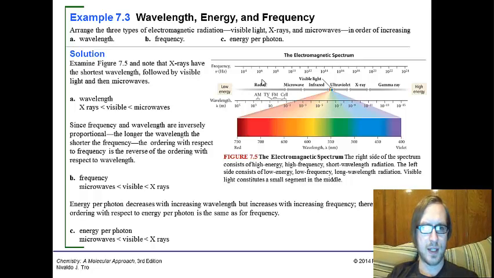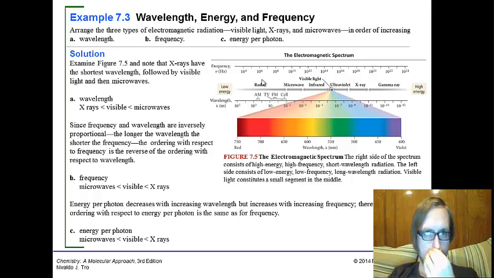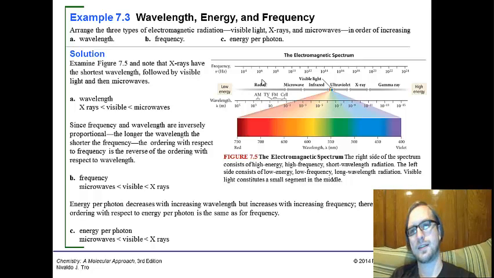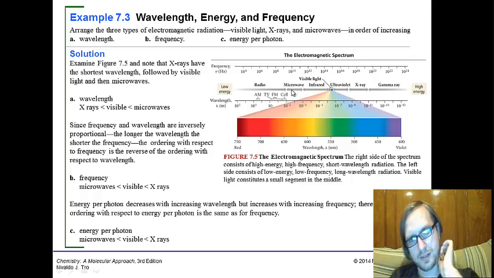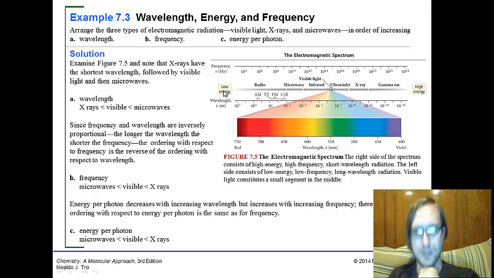So that means that X-rays, let's see, so we're going in order of increasing. All right, so X-rays have the lowest wavelength because they have the highest energy, followed by visible, and then microwaves have the lowest energy because they have a higher wavelength. So we can see that their wavelength is longer, which gives them a lower energy because it's all stretched out.